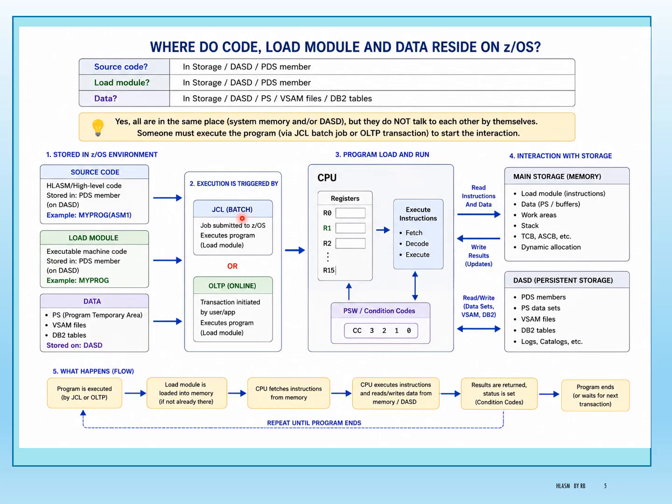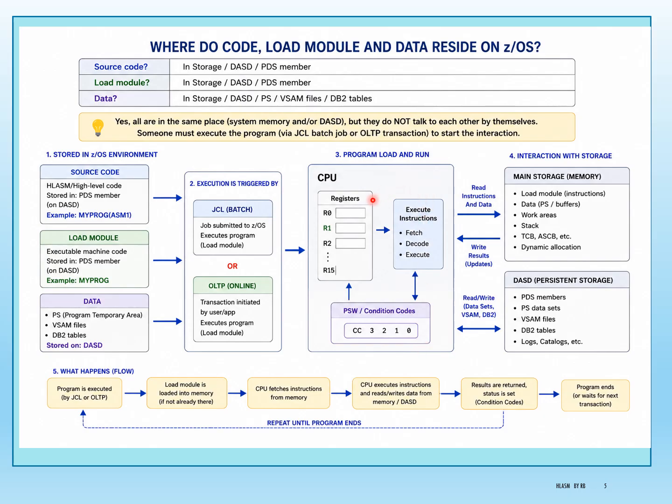Who triggers it? JCL triggers it, or an OLTP transaction triggers it. What will it call? It will call the load module, and if there is data, maybe JCL many times also gets the data loaded along with the load module, or it provides the data to the load module. Within the JCL, it will say where the data is residing. All this gets executed in the CPU, the registers, then you have an execution happening, then some PSW is getting updated, which we'll talk about later.